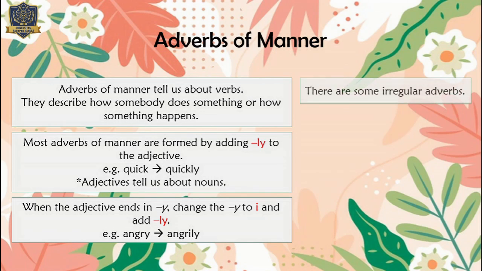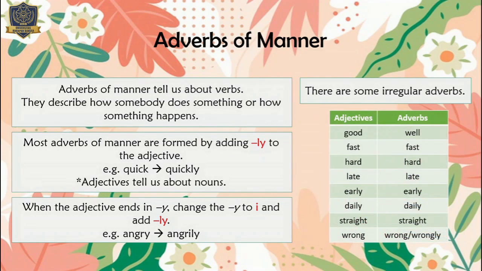And then, there are some irregular adverbs that you need to know. Look at the table. Good, well. Fast, fast. Hard, hard. Late, late. Early, early. Daily, daily. Straight, straight. Wrong, wrong, or you can say wrongly.